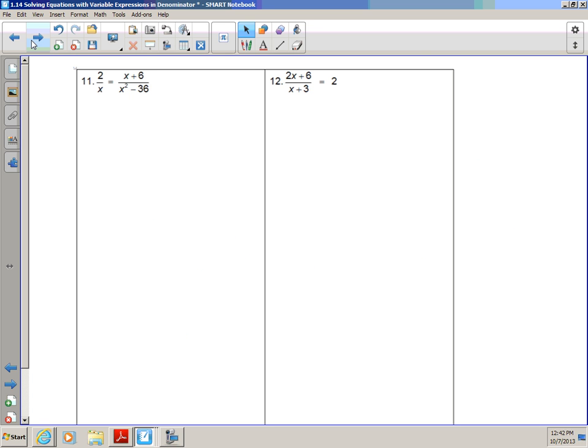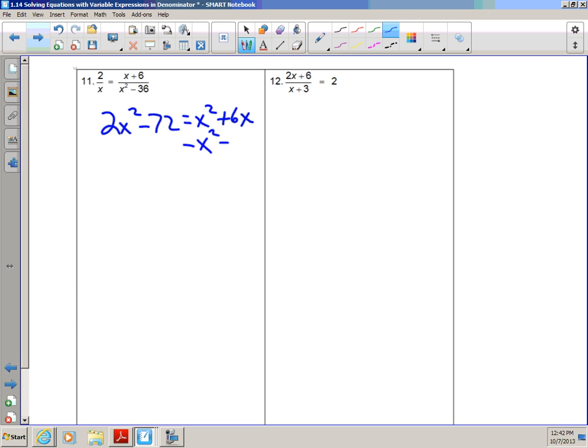Now I'm going to go to example 11. Again, we cross multiply. Since the larger x squared, it's 2x squared, is on the left side, I want to move everything over to the left by subtracting x squared and 6x. Please remember how to do the combining of your like terms. There's a video on that if you don't remember.